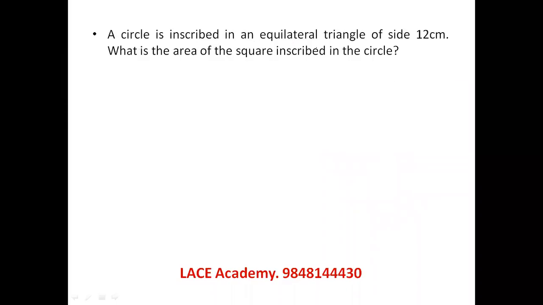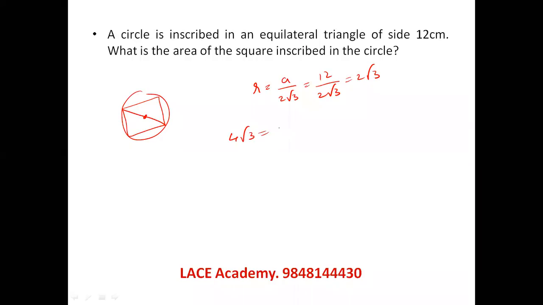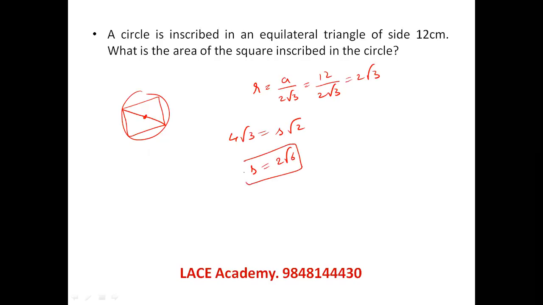A circle is inscribed in an equilateral triangle. We call it the incircle. The incircle radius is given by a by 2 root 3, which is 12 by 2 root 3, which gives 2 root 3. This is the radius of the circle. Now inside this circle, a square is inscribed. When a square is inscribed inside a circle, the diagonal of the square equals the diameter of the circle. Diameter of the circle 4 root 3 is equal to side of the square times root 2, because root 2s is the diagonal. So the side of the square becomes 2 root 6 when I cancel. Now he is asking the area of the square, which is s square. 2 root 6 whole square is 4 into 6, 24 square centimeters. Let's see the next question.